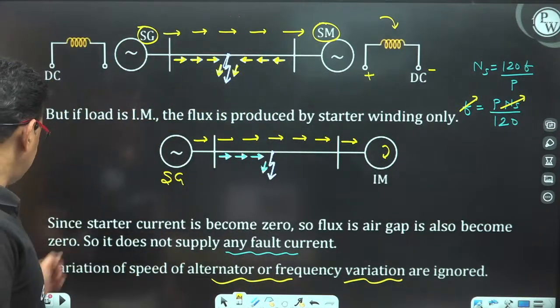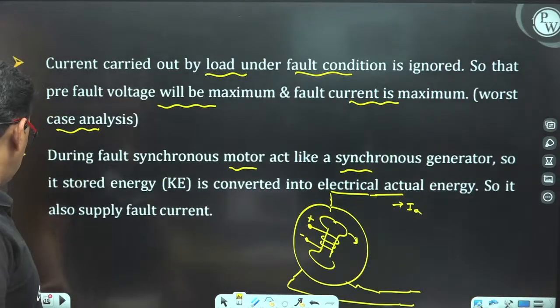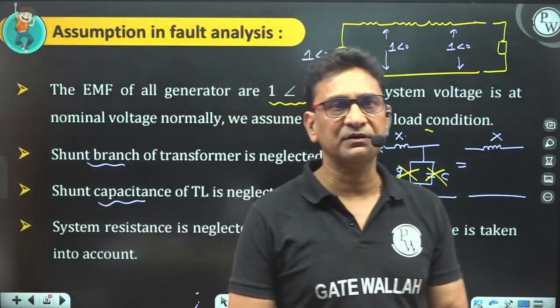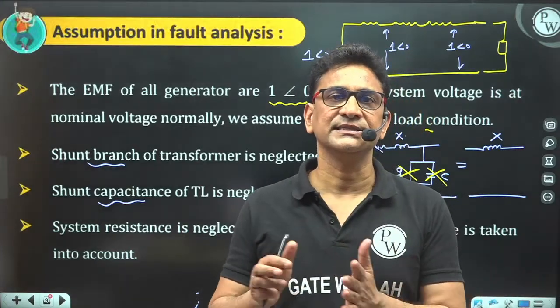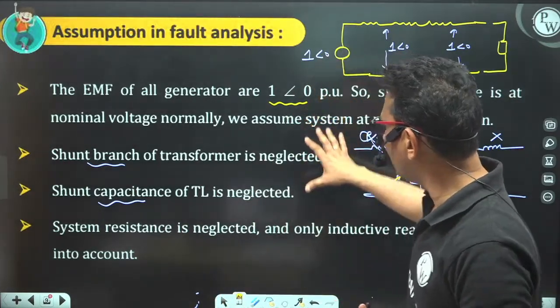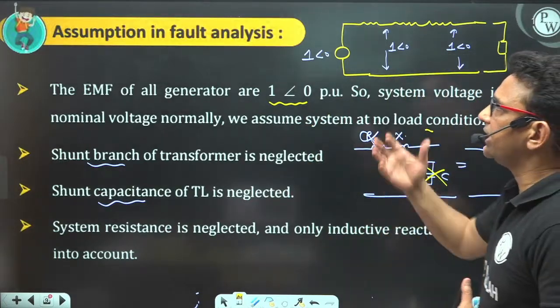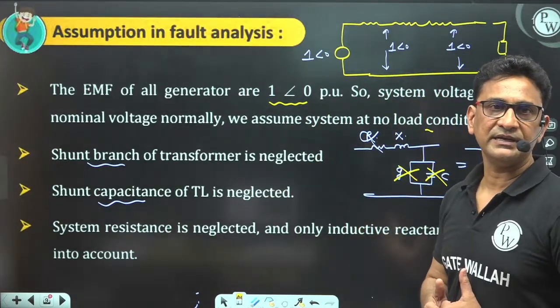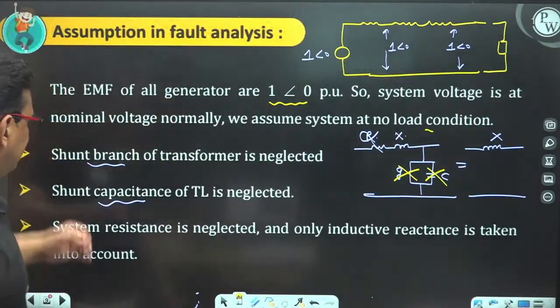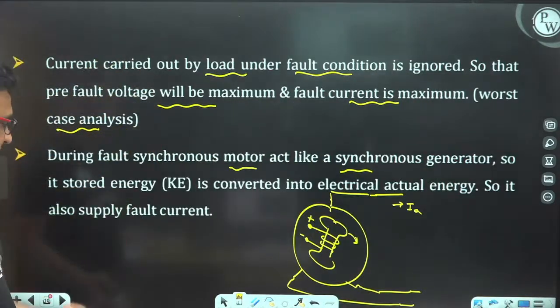So we are making all these assumptions. Why are we making them? Just to make our fault analysis simple. This is the main reason. If we take all these things into account, then the calculation of fault current becomes very, very difficult. To make the calculation easier, we are making all these assumptions. That's all.